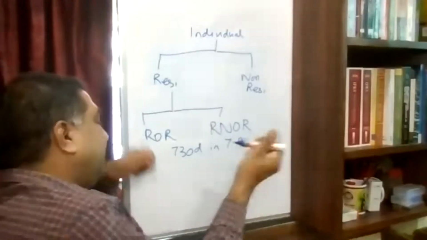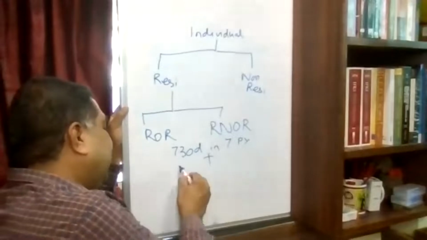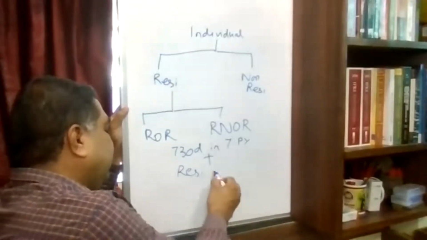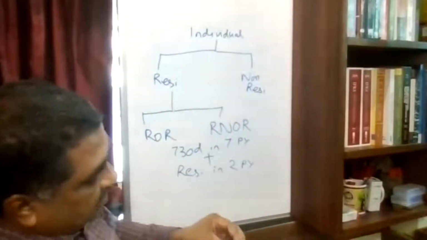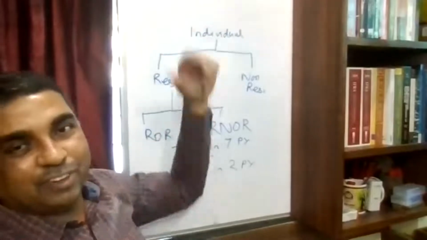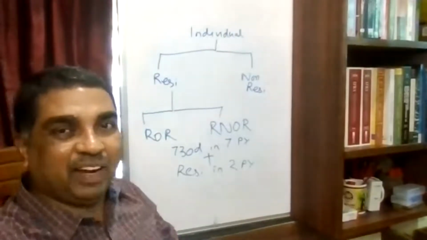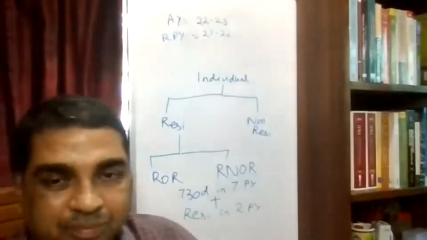And in addition to that, you have to see one more condition. What is that? Resident in at least 2 previous years in a period of 10 preceding previous years, prior to the relevant previous year. Did you understand this? Yes, sir. Will you be able to apply this condition? Yes, sir. Okay, so let us check it now.